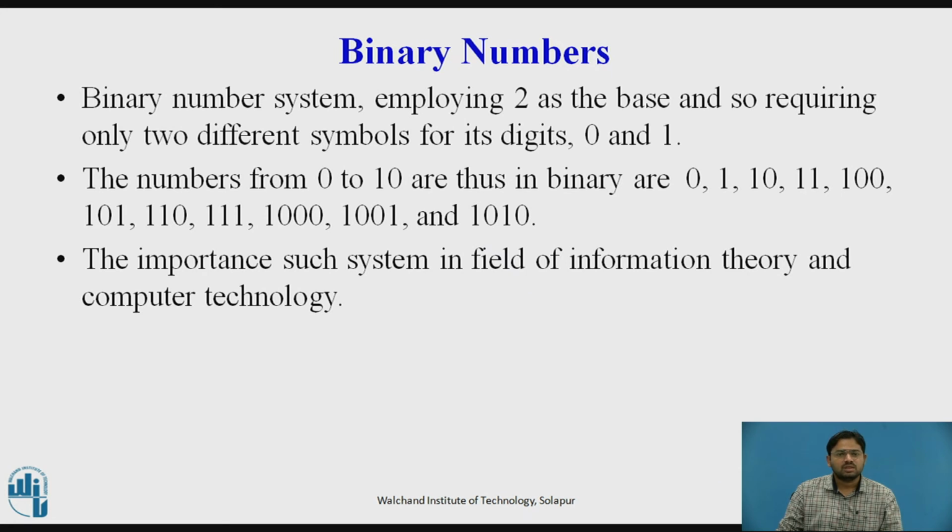The binary number system is important in information theory and computer technology, because a computer contains a microcontroller in it. The microcontroller only processes two states, either high state or low state. The high state is represented as 1 and the low state is represented as 0.